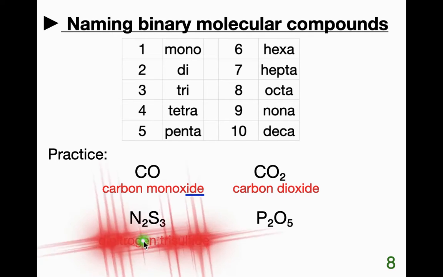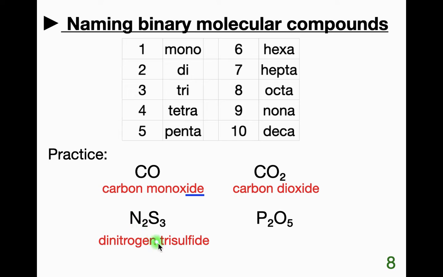and then dinitrogen trisulfide. Notice that they all end in "ide." Make sure you don't end the first name with "ide." Sometimes kids will go "ide crazy" and name this dinitrogen ide trisulfide. No, just "ide" on the second name.